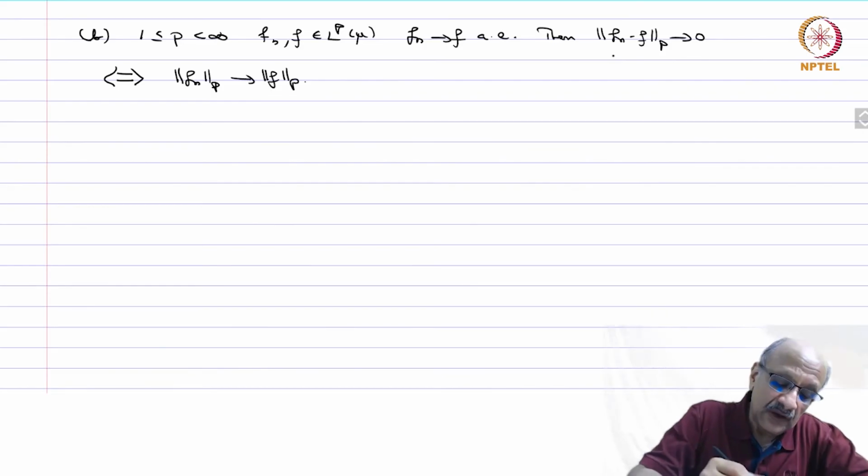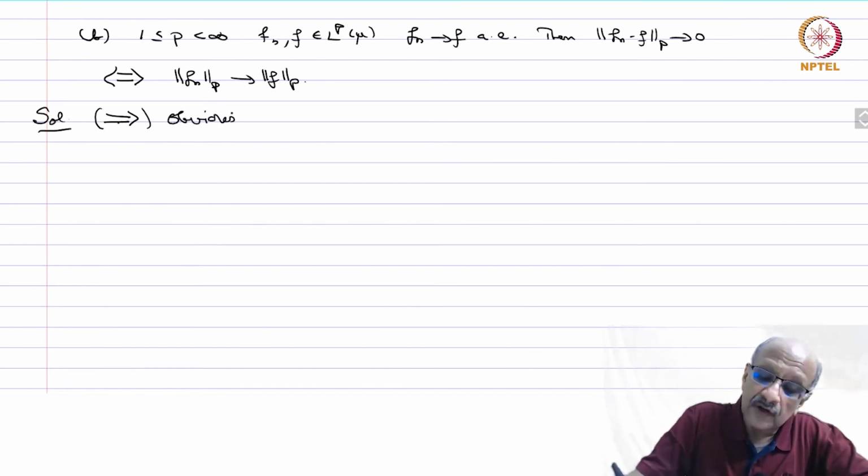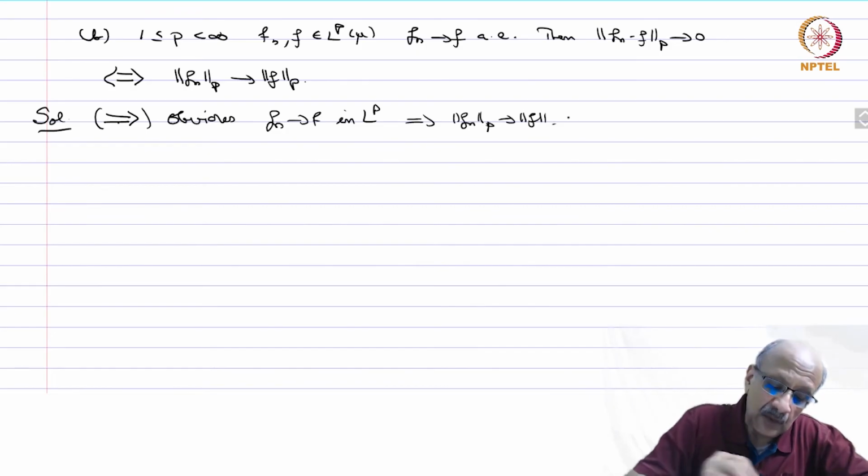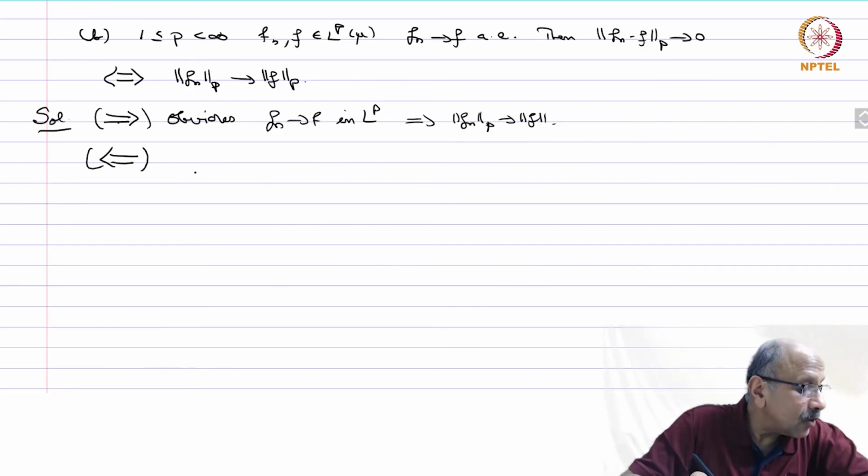Okay, so this is a very useful result. So this way, solution: obvious, because norm is a continuous function. So if Fn converges to F in LP, this implies that norm Fn p goes to norm F p. That is true in any normed linear space, so you don't have to do much. Now we are going to do the converse, which is the interesting part.